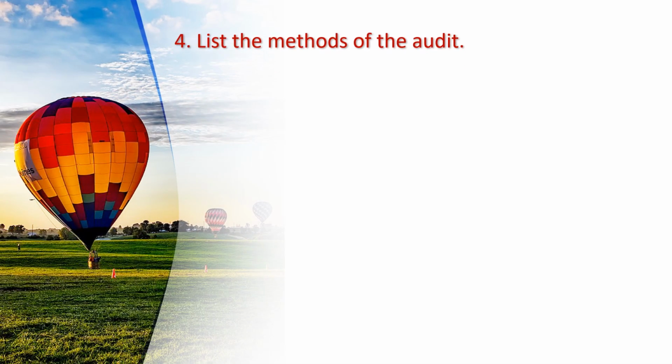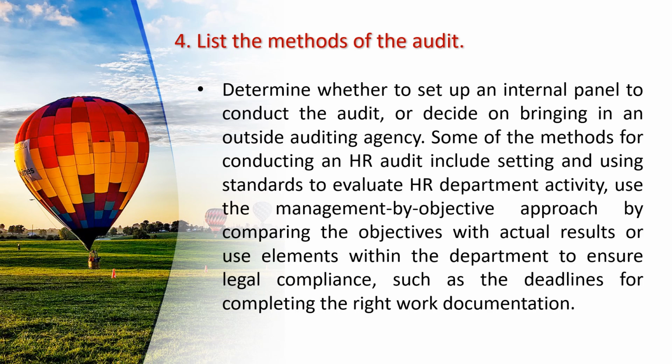Number four, list the methods of the audit. Determine whether to set up an internal panel to conduct the audit or decide on bringing in an outside auditing agency. Some of the methods for conducting an HR audit include setting and using standards to evaluate HR department activity. Use the management by objective approach by comparing the objectives with actual results, or use elements within the department to ensure legal compliance, such as the deadlines for completing the right work documentation.